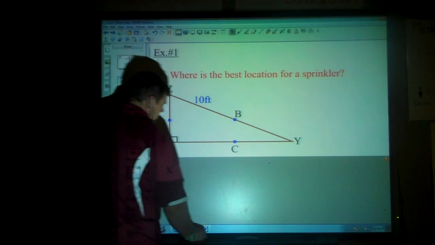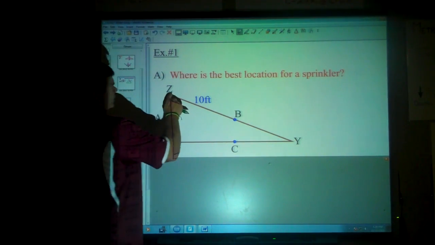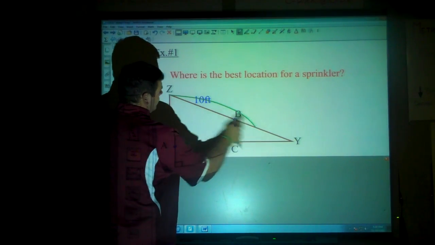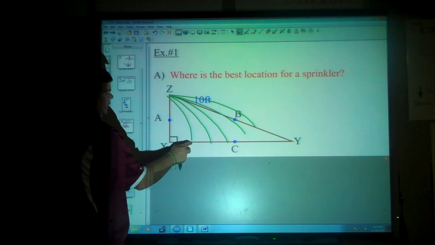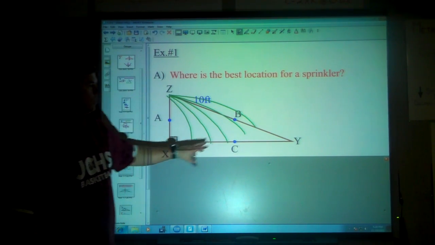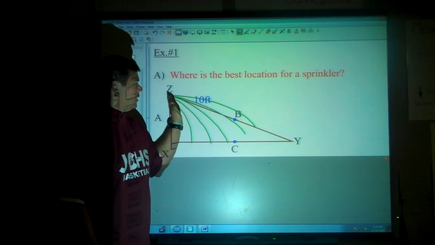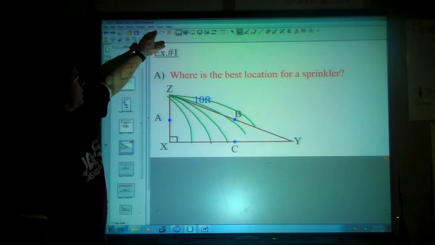If we had a big sprinkler that shot water all the way to here, and all the way to here, and all the way to here, and all the way to here, and all the way to here, we would have the ability to cover most of the triangle. But we wouldn't be able to cover this part down here unless we had a sprinkler that shot even further, in which case we'd be wasting an awful lot of water.